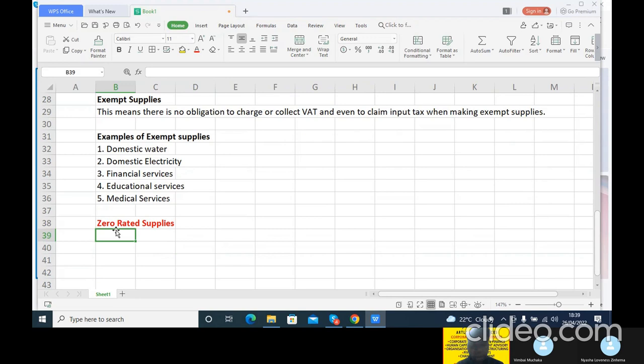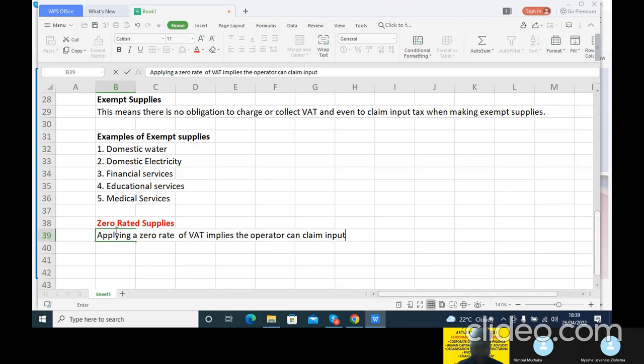So what it means is applying a zero rate to a transaction, a zero rate of VAT implies that the operator can claim input tax on purchases, but charges zero VAT rate on eligible supplies listed below. So you really now understand what a zero rate is.